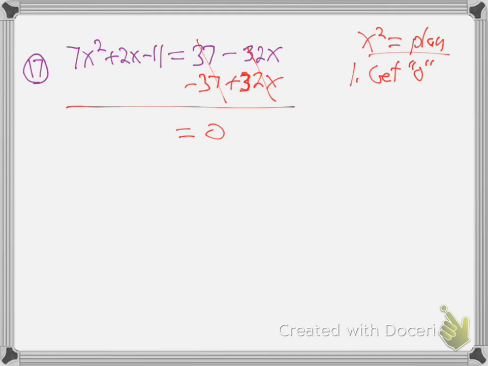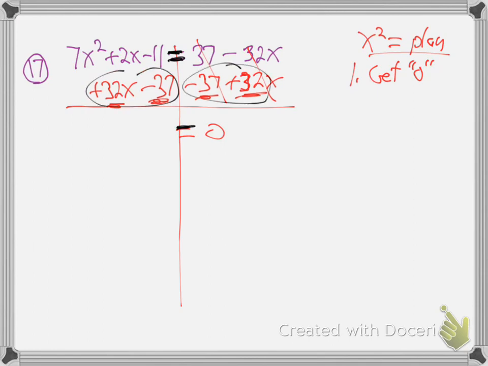Whatever you do to one side, you have no choice but to do the same thing to the other. I'll line them up: minus 37 under the minus 11, numbers with numbers, and the plus 32x under the 2x, letters with letters. See how I'm doing the same thing to both sides? Both sides are getting a plus 32x and a minus 37. If the left and the right were equal before and I treat them the same, they have to be equal afterwards. That makes sense, doesn't it?